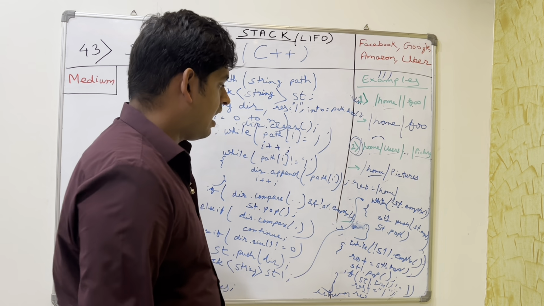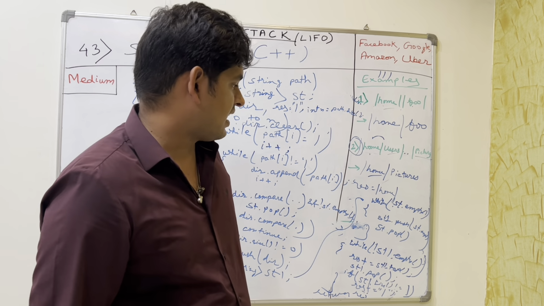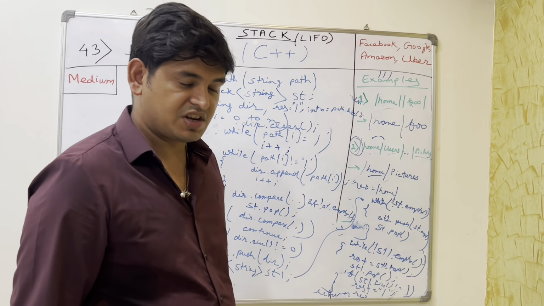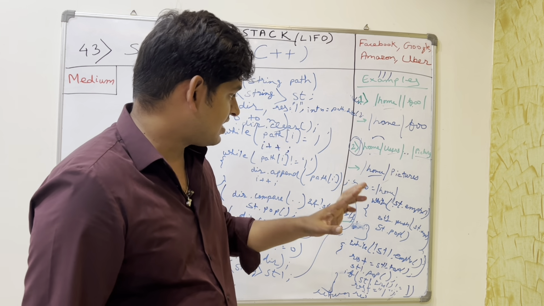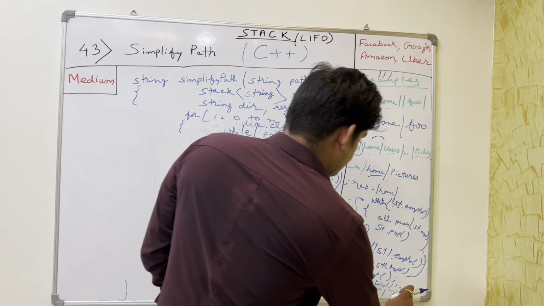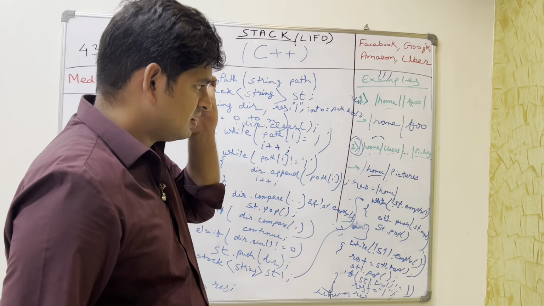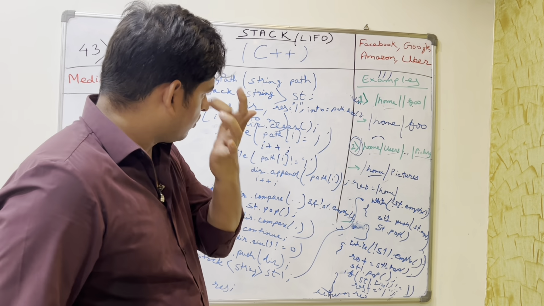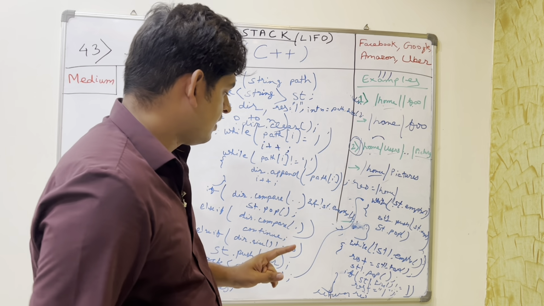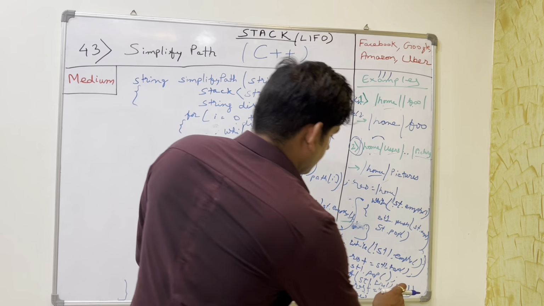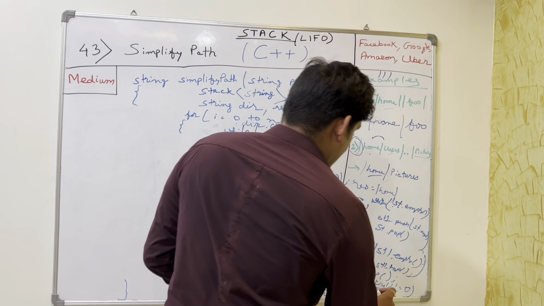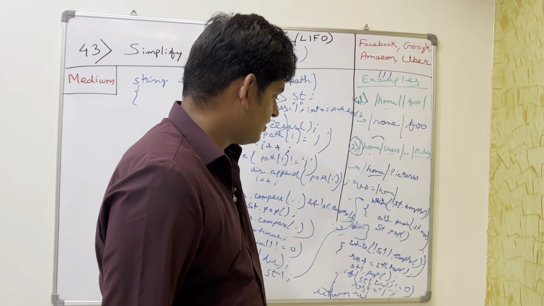Okay, now I have popped out the entry from the stack. So what is the size of the stack? So stack only has pictures, right? So the size is 1. Okay, so this will be equal to 0. Okay, I can add this and I can add pictures.